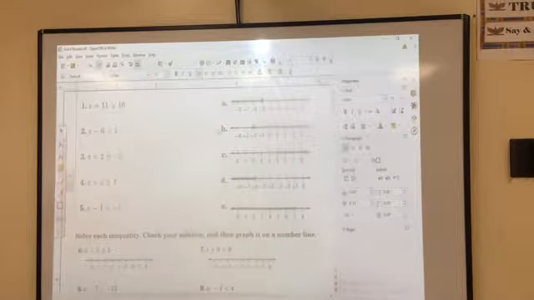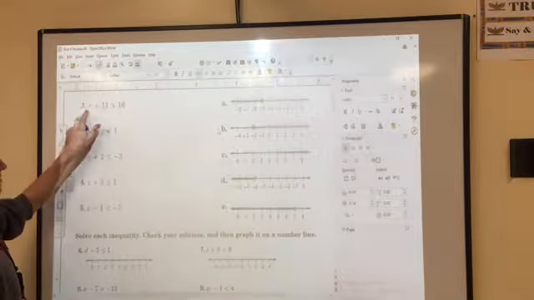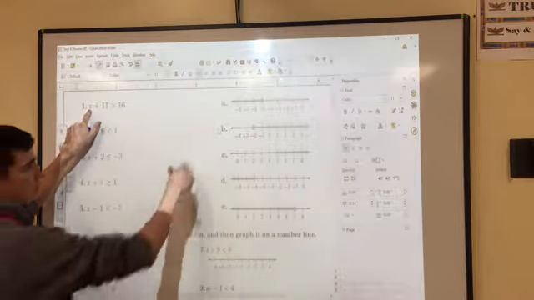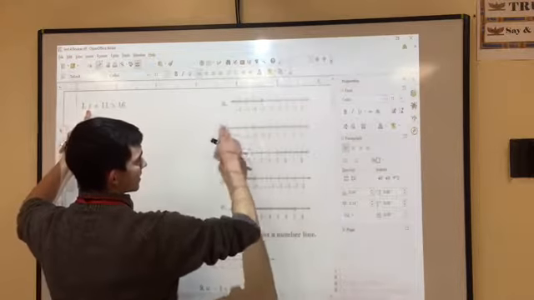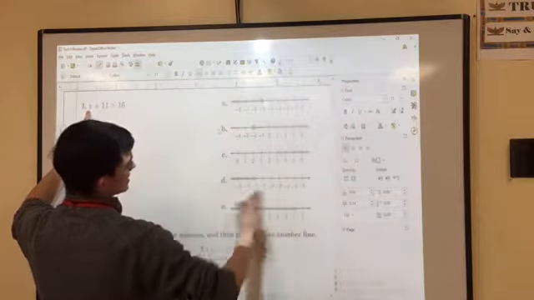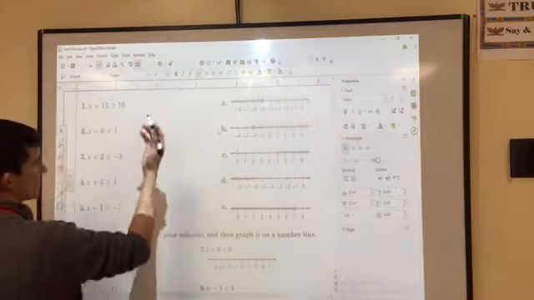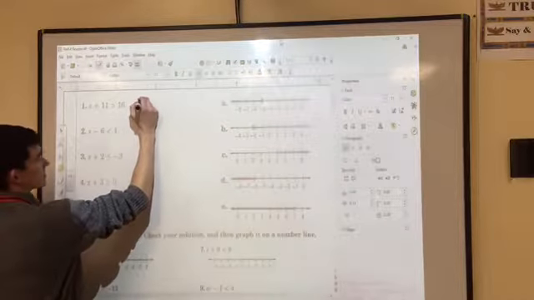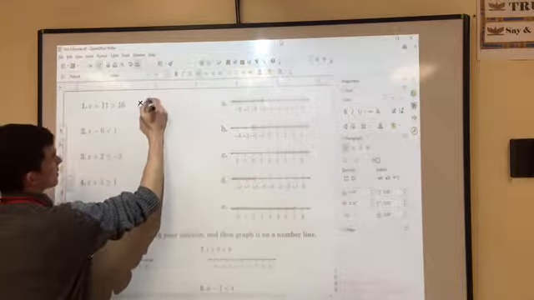This first one starts off with x plus 11 is greater than 16. So if I'm going to graph this, realize it's just one dimensional. It's just one variable, and that's why we're just graphing it on a one-dimensional line here. All I need to do really on all of these is solve for x.